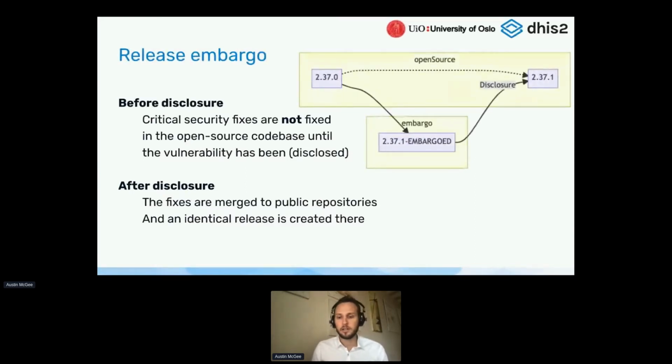If there is anyone that is maintaining a fork of DHIS2 and wants to be notified and can apply those fixes in their own forks, then please reach out to myself and the security team, and we can talk about how to make that possible.